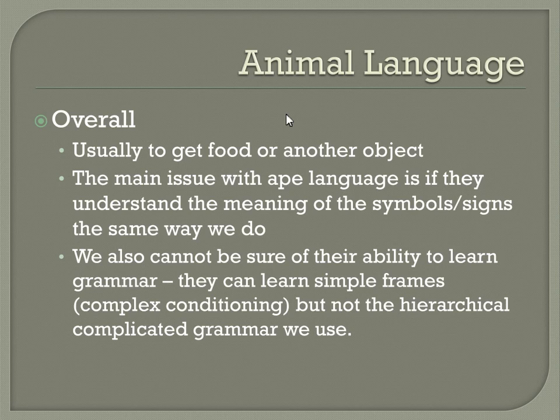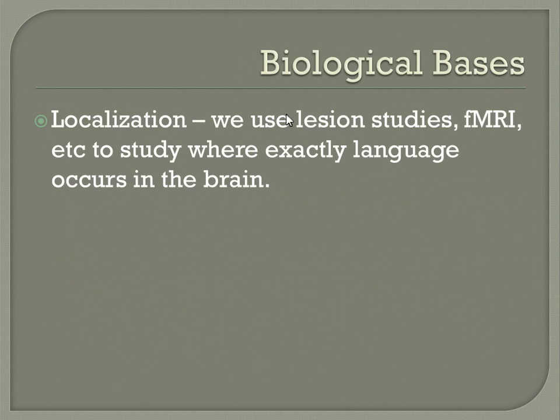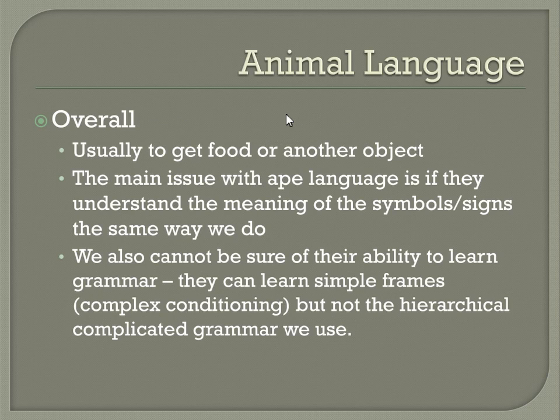We can't be sure of their ability to learn grammar. So they can learn simple framing of grammar, that's simple syntax, which is called complex conditioning in behaviorism, but probably not the same complicated hierarchical grammar that we use. So they don't tend to learn embedded clauses, for example. And so that is where this first part is going to end, and then we're going to go into some of the other ways that language has developed and talk about biology and social cues and cognitive components to language.